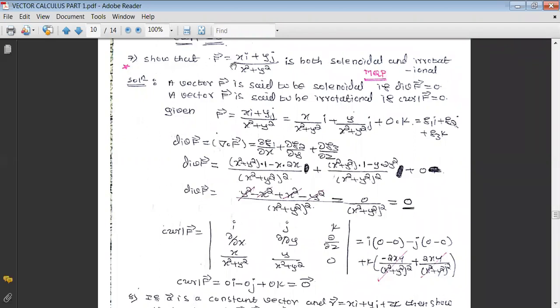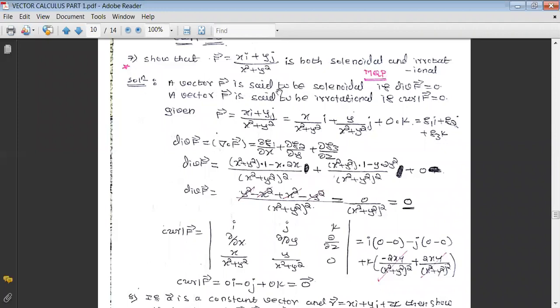Show that f bar equal to (x i plus y j) divided by (x square plus y square) is both solenoidal and irrotational. Means they have given some vector and we are required to show that this vector is both solenoidal and irrotational. First, let us recall the definitions of solenoidal and irrotational vectors.